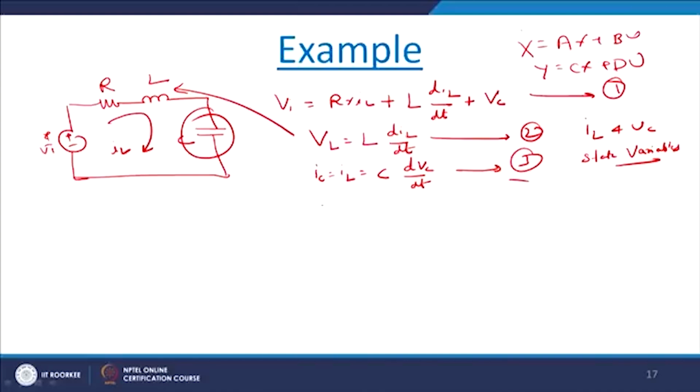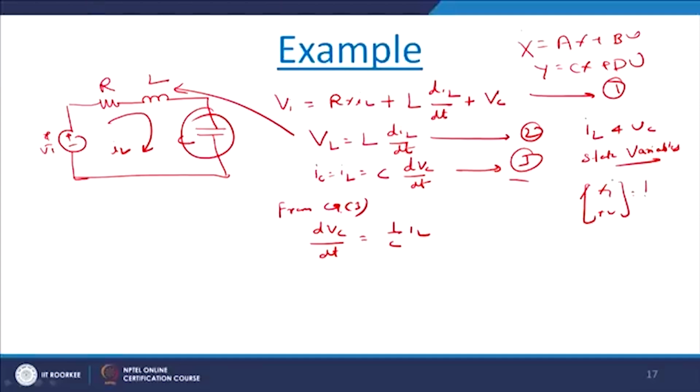So what we can do now, from equation 3 we can write dVc by dt equals 1 by C into IL, because in the state equation x dot equals x, whatever x comes is your model. If you take any variables x1 dot, x2 dot, you will get x1, x2 here. So here IL we have already got.